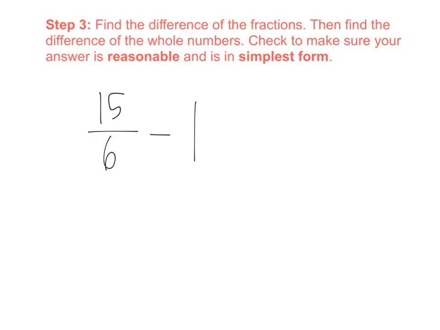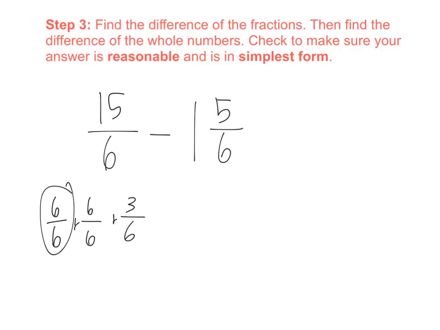What was it? 1 5/6. 1 5/6. Okay. Now I'm confused because look, I have a whole number part here, but no whole number part here. Am I going to be able to subtract? No. So could I do, instead of 6/6 plus 6/6 plus 3/6, could I keep this one as a whole number? Yeah. Okay, so I could rewrite this as 1 and how many sixths?